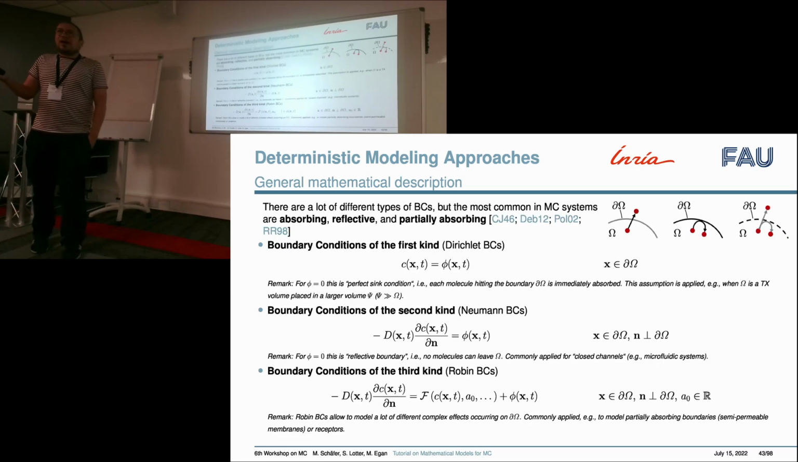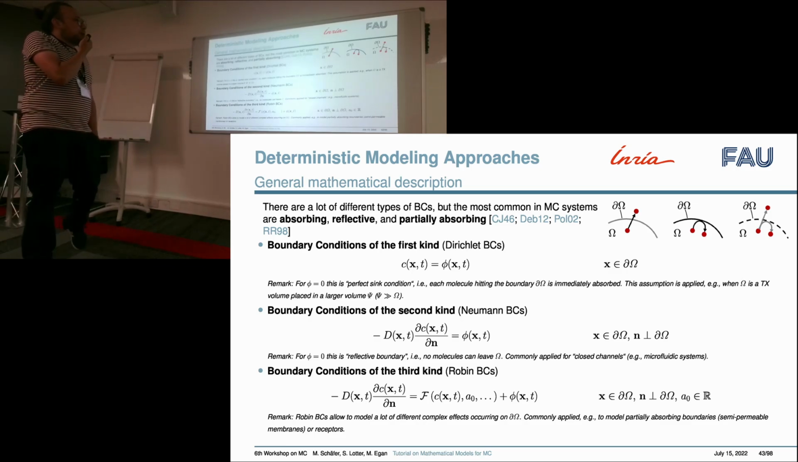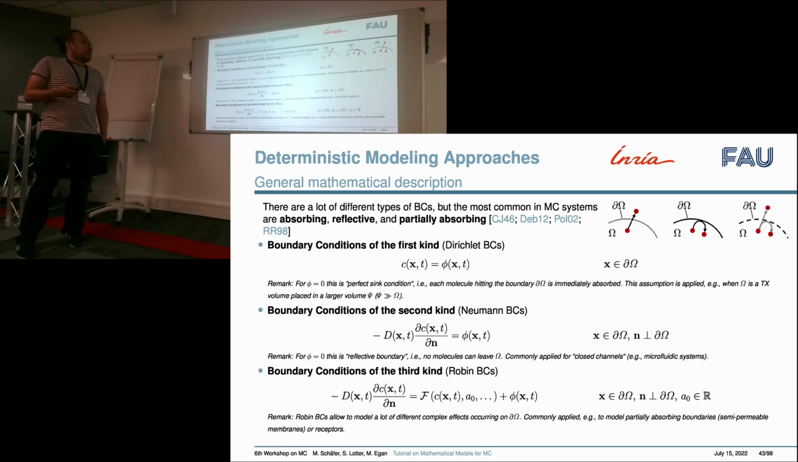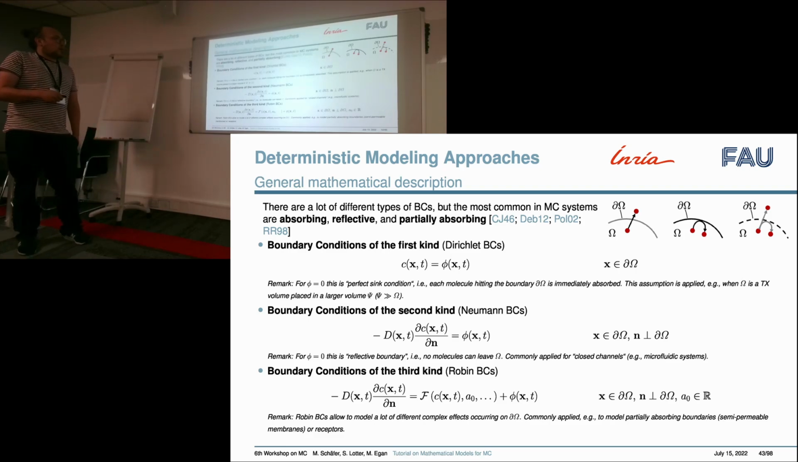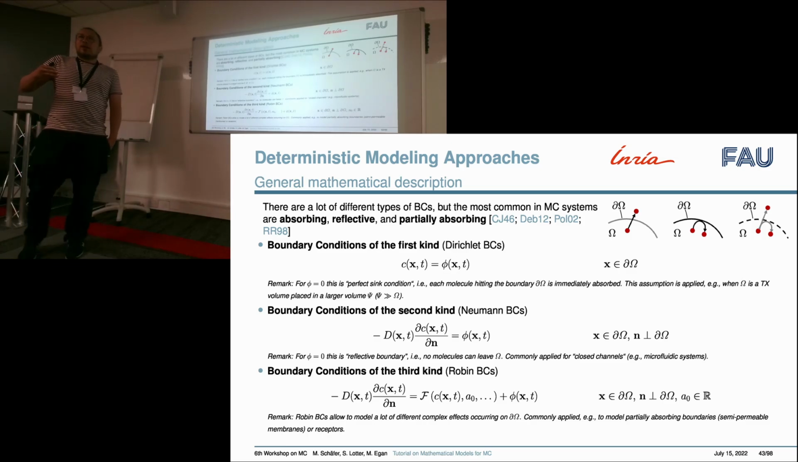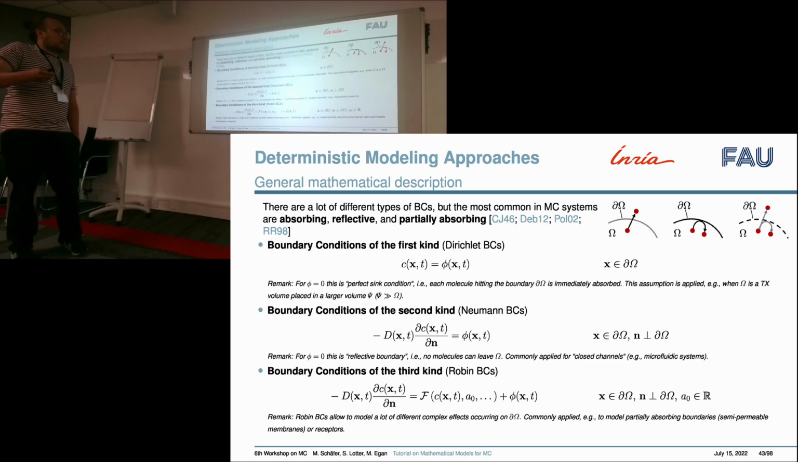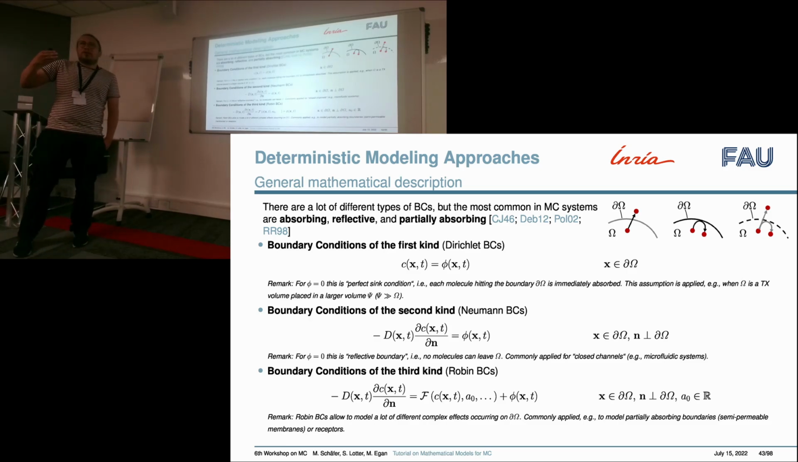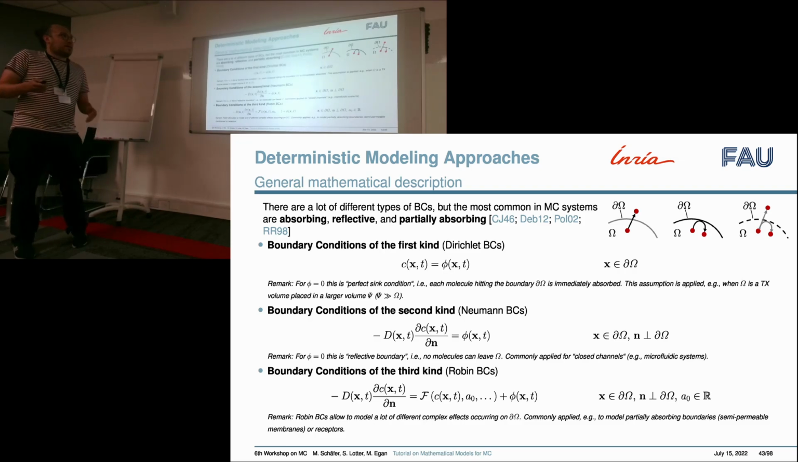Okay, so there are a lot of types of boundary conditions. I think the most common considered in molecular communication systems are absorbing, reflective, and partly absorbing. And these are also the three most common kinds of boundary conditions. Boundary conditions of the first kind just say, I have a boundary condition for the concentration. So the concentration at the boundary has some value. Very common is, for example, to assume that the concentration at the boundary is 0. That is something which we call a perfect sink condition, so that a molecule that hits the boundary is absorbed and will never come back.